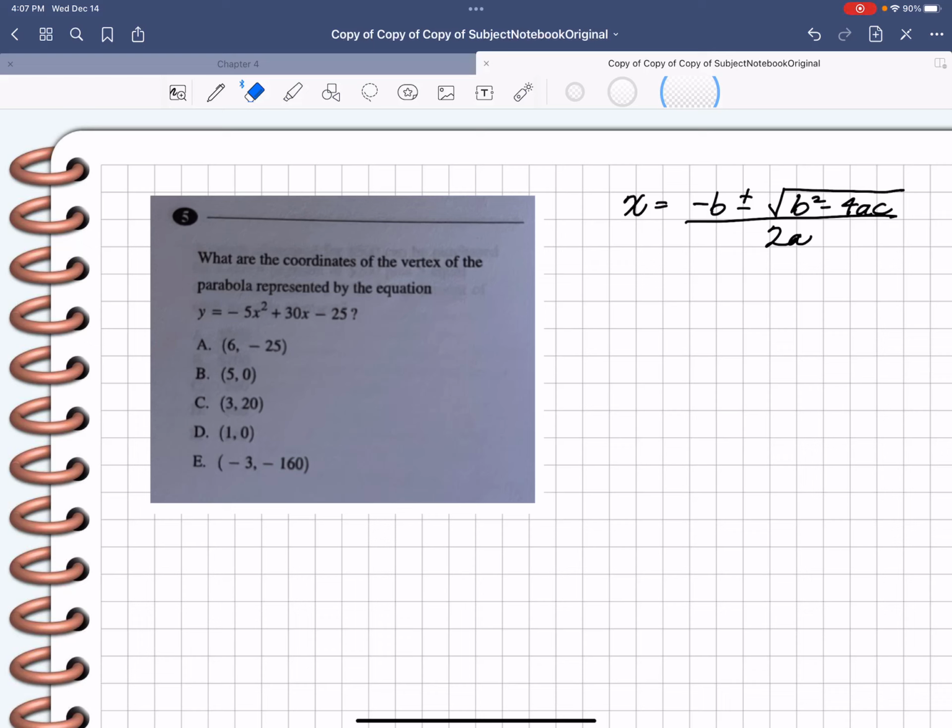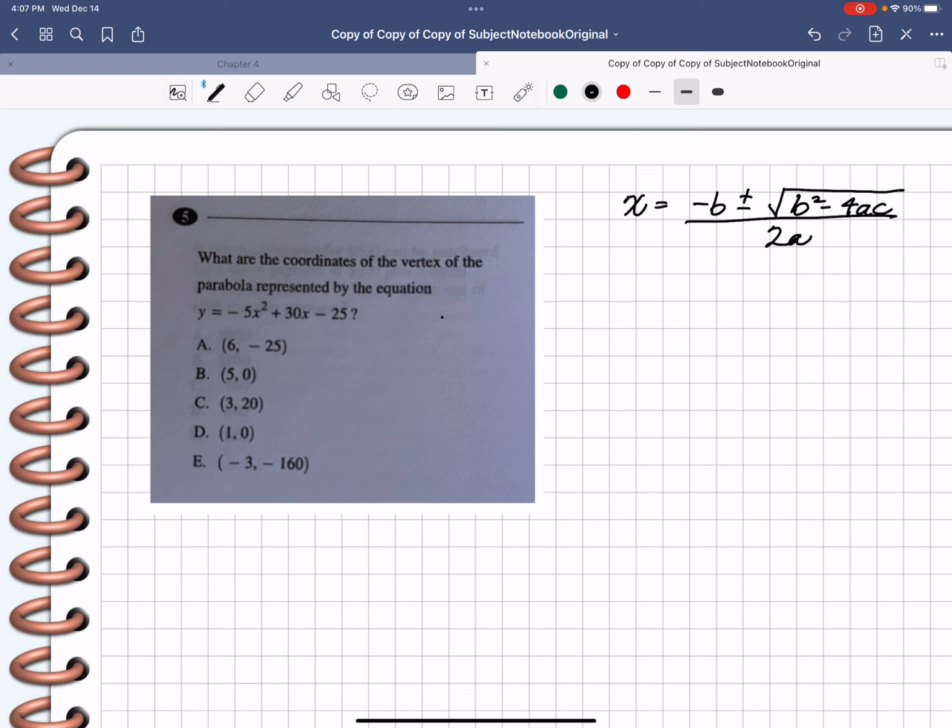On this one, we are looking for the coordinates, the x and the y, of the vertex of the parabola represented by the equation. So this one is based on the quadratic formula. You do not have to do the quadratic formula. We're not trying to solve. We're just trying to find the vertex.